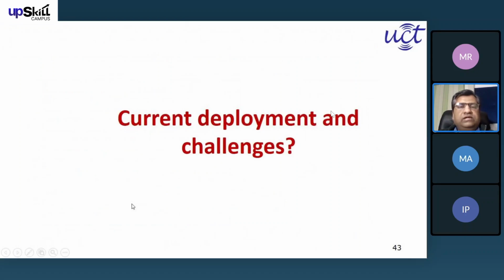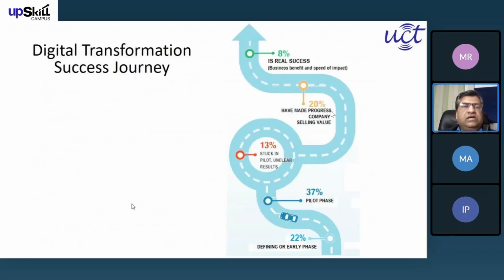Now we will discuss current deployment and challenges. Digital transformation is a very complex journey. The success rate could be very low if it is not planned well, if we have not foreseen all kinds of things, and if all the steps are not properly planned. So we can start seeing from the bottom.